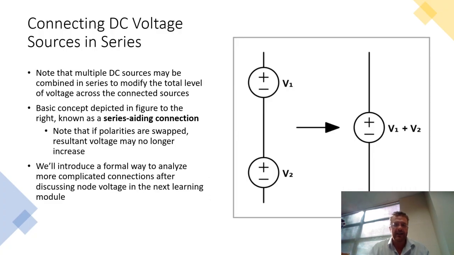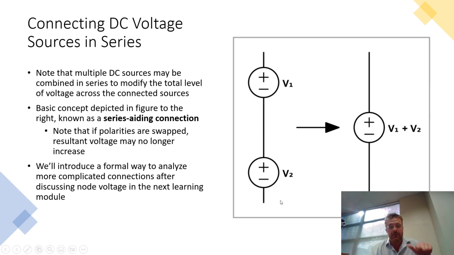So why would you ever connect components in series, particularly DC voltage sources? If I combine multiple DC voltage sources in series, that allows me to generate new voltage levels that aren't equivalent to either of the individual voltage levels. What we have on the right here is a basic idea of what's known as a series aiding connection. The reason it's called that is I have the positive terminal of one voltage source on the bottom, V2, connected to the negative terminal of the upper voltage source, V1.